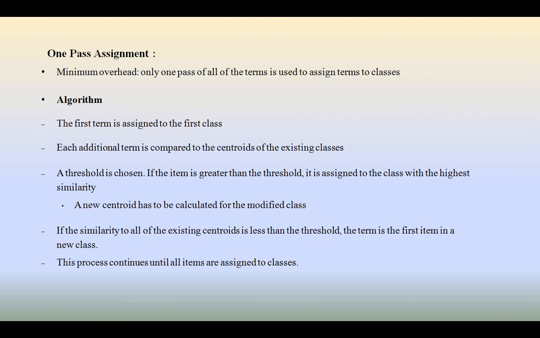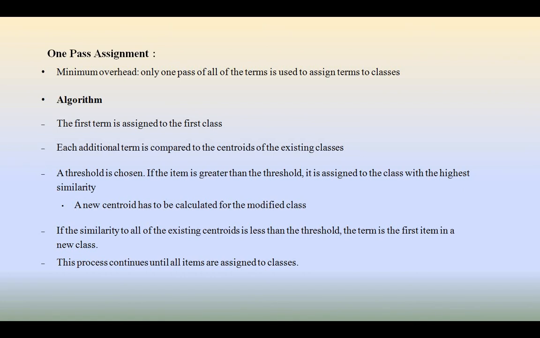Okay, so according to the threshold value, how it works: if the similarity is greater than the threshold, the item is assigned to the class with the highest similarity. Okay, a new centroid has to be calculated for this. Based on the threshold value, if the similarity is less than the threshold, the term is the first item in a new class. Okay, it is not assigned to the highest similarity class. So like this, the process is repeated until all the items are completed, then the process will stop. So this is called one pass assignment, a good method.